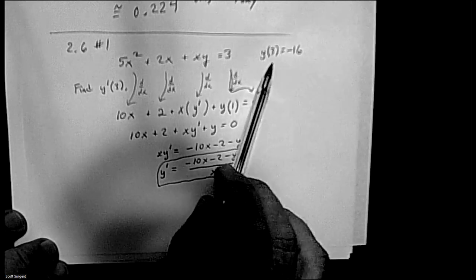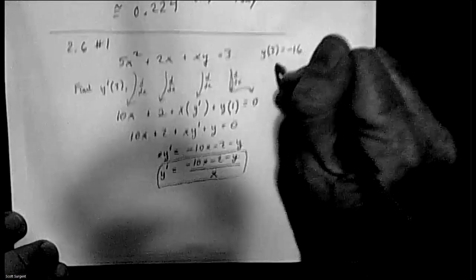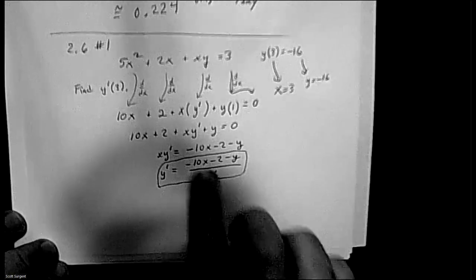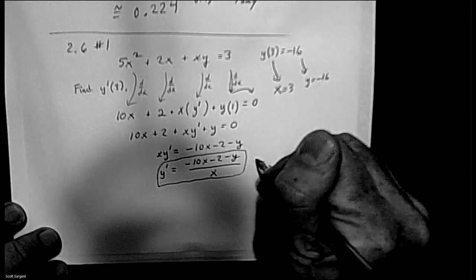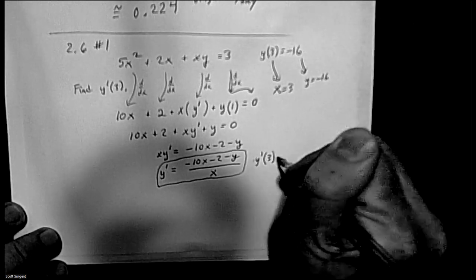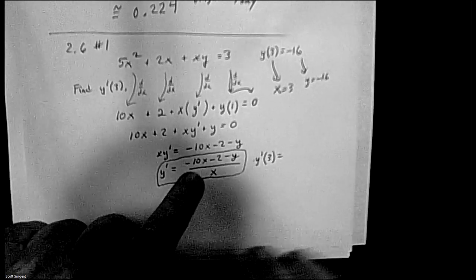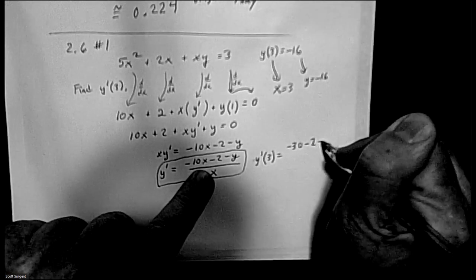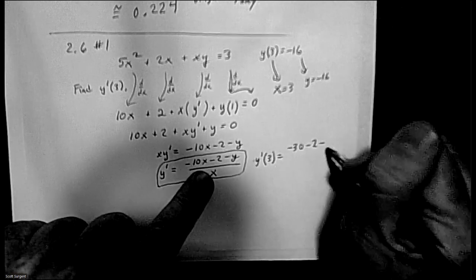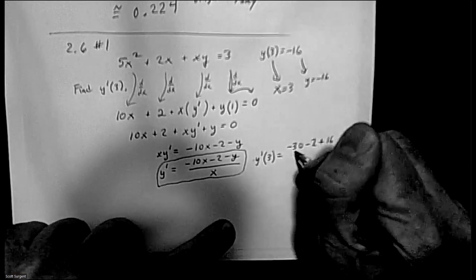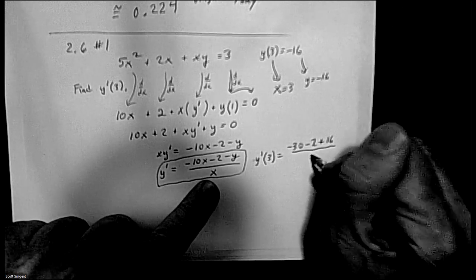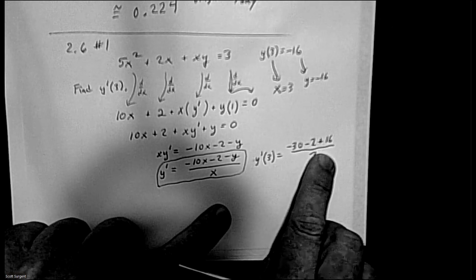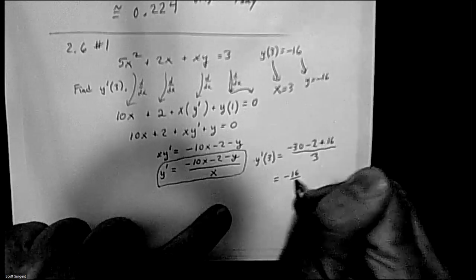Now we come back to the initial condition. We're told that y of 3 is negative 16. That just simply means that x is 3, y is negative 16. So we pop the numbers in place. So y prime at 3, wherever there's an x we put in 3. So that's going to be negative 30, take away 2. And then wherever there's a y, put in a negative 16. That'll make a plus 16 because we've got negative y. And on the bottom, we have x again, so it's 3. What does that give us? Negative 32 plus 16 is negative 16. We get negative 16 thirds.